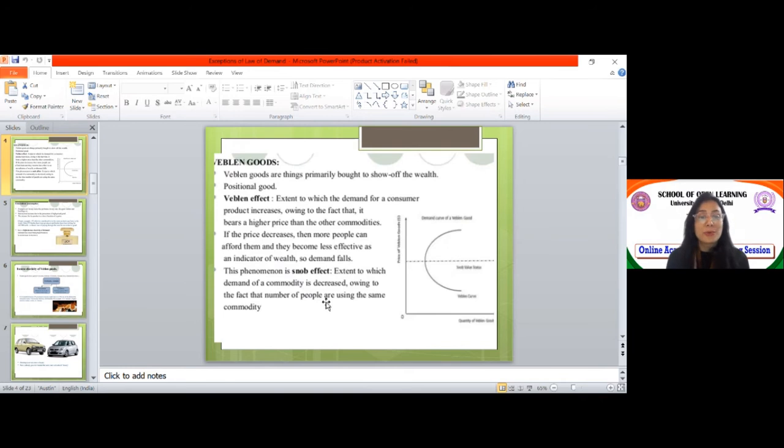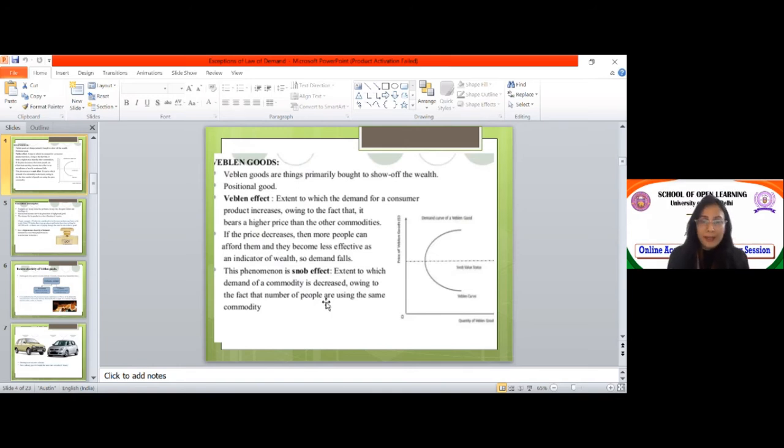The extent to which the demand for a consumer product increases owing to the fact that it is at a higher price than other commodities. So you are actually going for unique things. Suppose there is some antique product and its price is very high. You just want to be unique and show, see, I can afford this sort of antique. So that is a show-off effect. If the price decreases, then more people can afford it and then you will not be unique. So the snob effect is the extent to which demand for a commodity is decreased owing to the fact that a number of people are using the same commodity. Snob effect means if you are keeping antiques as a unique thing, and everyone starts to afford them, it will be a common thing and you don't want to go for the common thing.